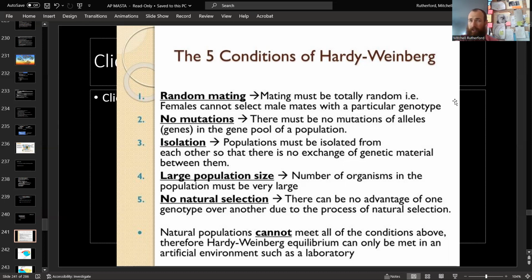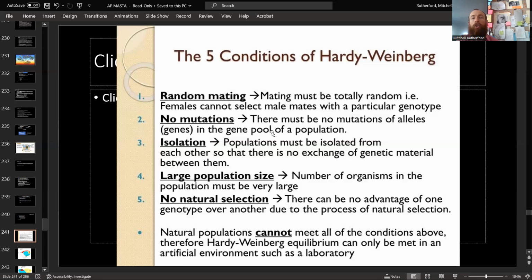But in order for this to be true, you've got 5 conditions for Hardy-Weinberg. So there's something to memorize. All the mating is random, there are absolutely no mutations, and the populations are completely separate, so there's no gene flow. They have a really big population size, and there are no predators, no natural selection, nothing favoring anything.